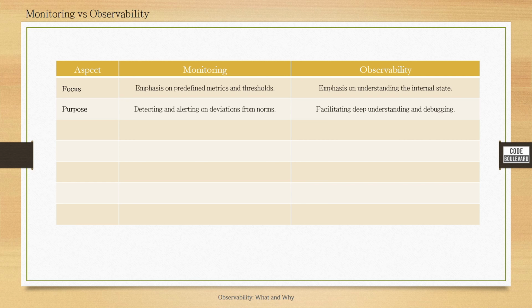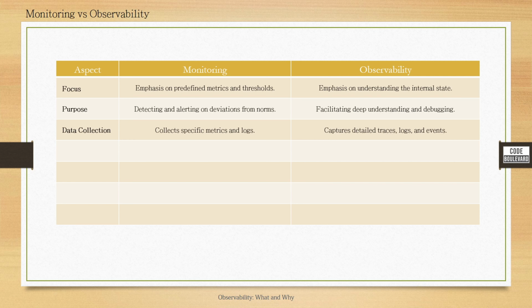The second aspect is purpose. The purpose of monitoring is detecting and alerting on deviation from norms. It means I know how the system works, so I can set some logs, some events, and in case of a problem or any kind of debugging, I can check the logs. And observability facilitates deep understanding and debugging, because you are dealing with a big system, so it's not that easy by checking some logs to understand how it works.